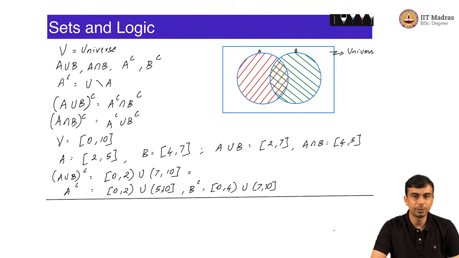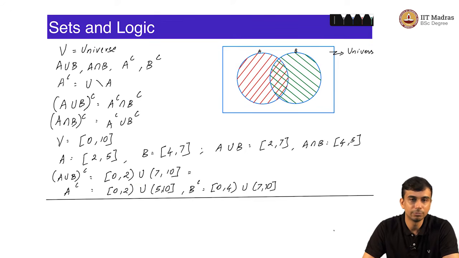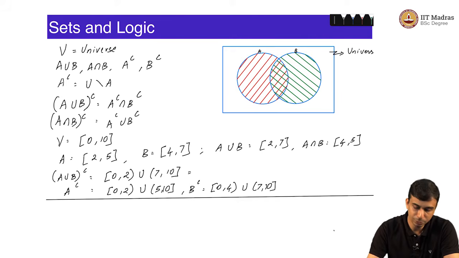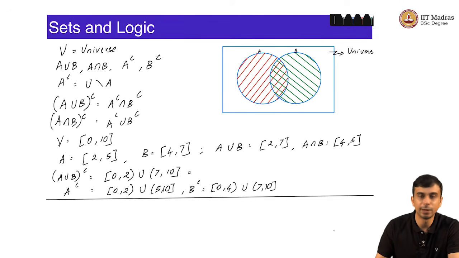The intersection of A complement and B complement is exactly equal to A union B the whole complement. So, this is a pretty simple verification. You can do a similar verification for A intersection B the whole complement also. So, these are the De Morgan laws and the basic set operations that you will need to be familiar and comfortable with.